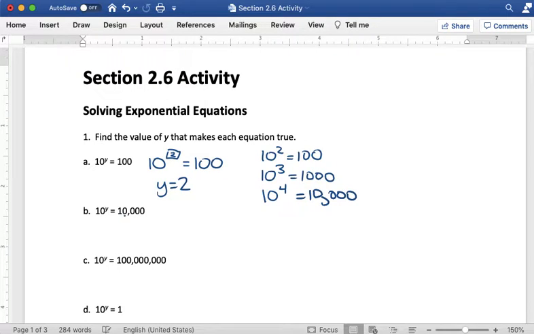You might also remember a trick specifically for powers of 10 where you can count the zeros. So 10 squared equals 100. 100 has 2 zeros, and so that means it has a power of 2. 10,000 here has 4 zeros, so that means it's 10 to the fourth. So 10 to what power equals 10,000? That power is 4, so y equals 4.